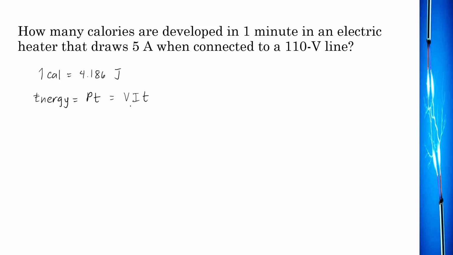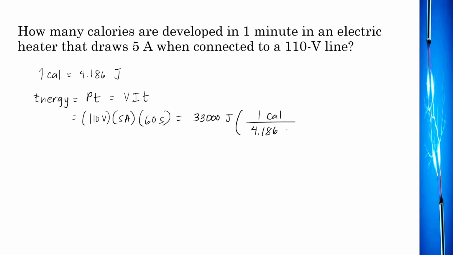So I just multiply the voltage of 110 volts by 5 amperes. Since the time is 1 minute, I need to convert it into 60 seconds. Here, what I get is in joules: 110 times 5 times 60 is 33,000 joules. But what I need is in calories, so I use the factor label method with the conversion factor of 1 calorie equals 4.186 joules. The joules cancel, so what remains is calories. I should get 7,883.42 calories. It's very easy to solve, right?